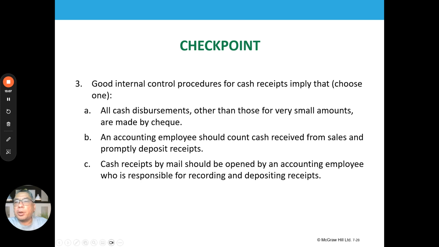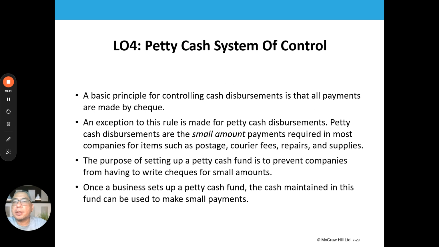Cash receipt procedure implies that all cash, other than very small amounts, is made by check. An accounting firm must count receipts from sales and cash receipts by mail. These are examples that you will be tested on in your practice.